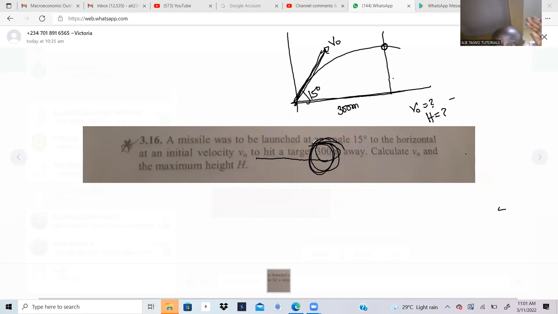They said a missile was to be launched at an angle of 15 degrees to the horizontal at an initial velocity V naught to hit a target 300 meters away. That means as the body was going, it was not allowed to go. A target has stopped it, which means what they gave you here is X, the distance traveled horizontally. Now, this 300 meters is X and not range. And X for oblique projection is V naught T cos theta, if you can remember.